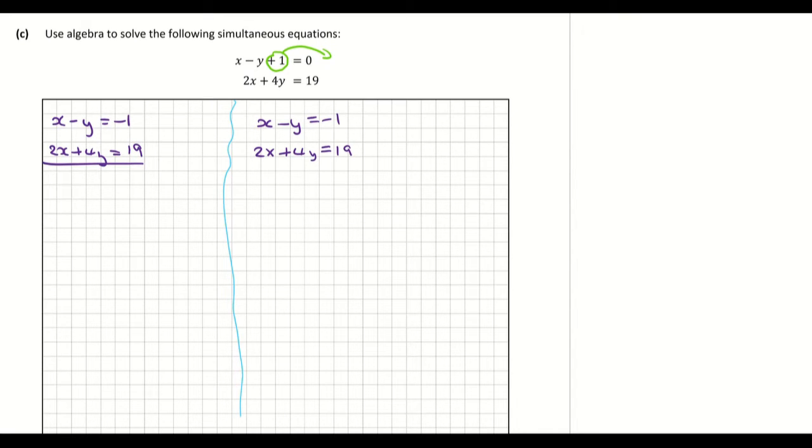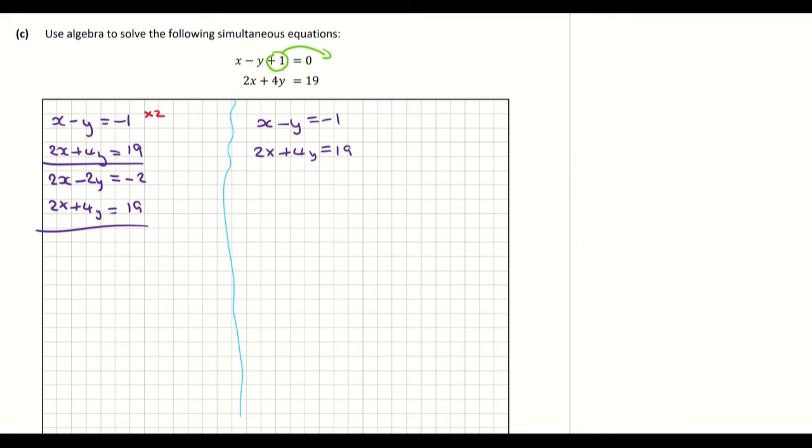So in the first one, I'm going to cancel the x's. So I'm going to multiply the top line by a positive 2, then I'll multiply across by the minus. So I'm getting top line times by 2, which is that, and then the 2x plus 4y equals 19.